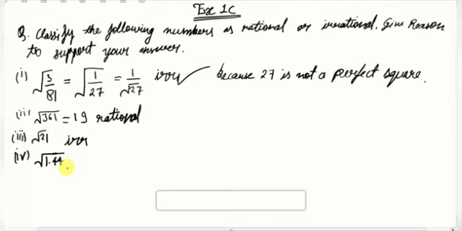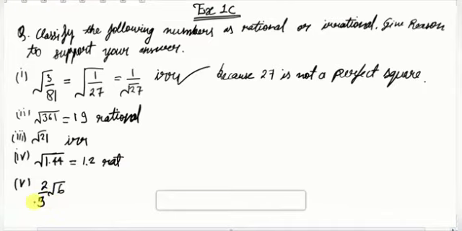What is the fourth question? Square root of 1.44. So what is the square root of 1.44? Square root of 144, everyone knows, is 12. So the square root of 1.44 will be 1.2. So the square root of 1.44 is a rational number, because here we are getting a terminating decimal, which is 1.2.